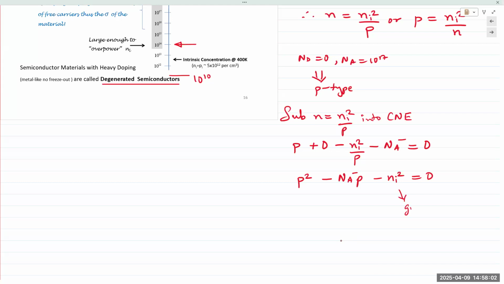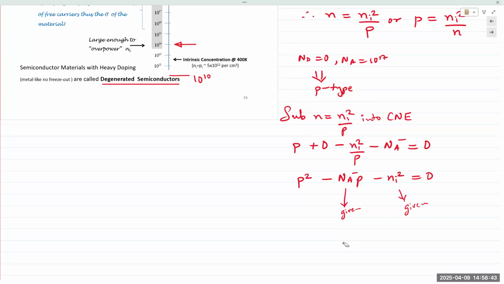Ni squared is given. NA is given. You plug those values in. What kind of equation do we have? It's a quadratic equation. Just solve it. B squared minus 4AC is greater than 0, so there are two real roots. One will turn out to be positive. The other is going to turn out to be negative. Obviously, the number of electrons or number of holes can never be negative, so positive is the correct answer. And that's it. Once you have the answer for P, plug it into here, and you have the number of electrons. That's questions 1, 2, and 3.